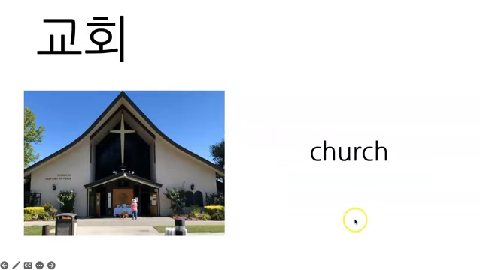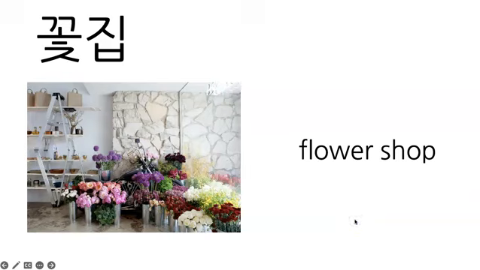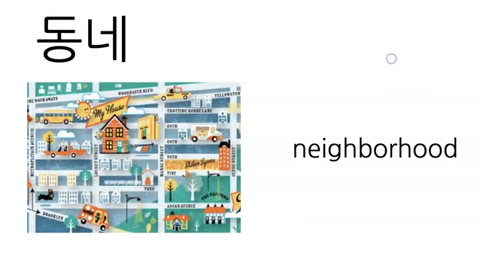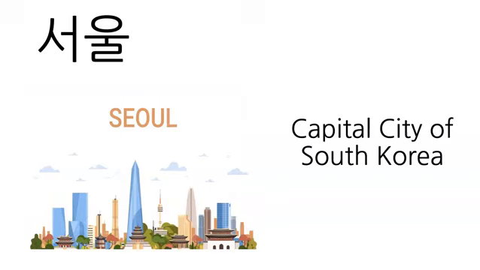교회, church. 꽃집, 꽃 meaning flower and 집 meaning house. So 꽃집 literally means flower house. That means flower shop. 동네 is a neighborhood. 서울, this is the capital city of South Korea. 서울.